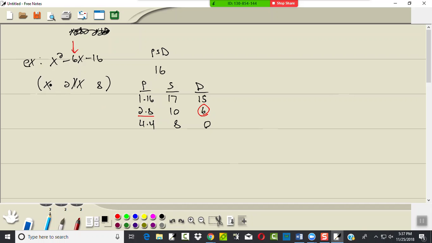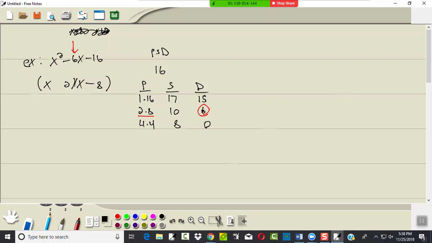PSD is always the same way. You always have an x here, you always have an x here, and then whatever 2 numbers you find, you put right here. Last thing we have to determine is what our sign is going to be. Well, the larger number in the P column, we're using 2 and 8, so the larger one is the 8, will always be the same sign as the middle term. The middle term here is a minus. So this will be a minus.